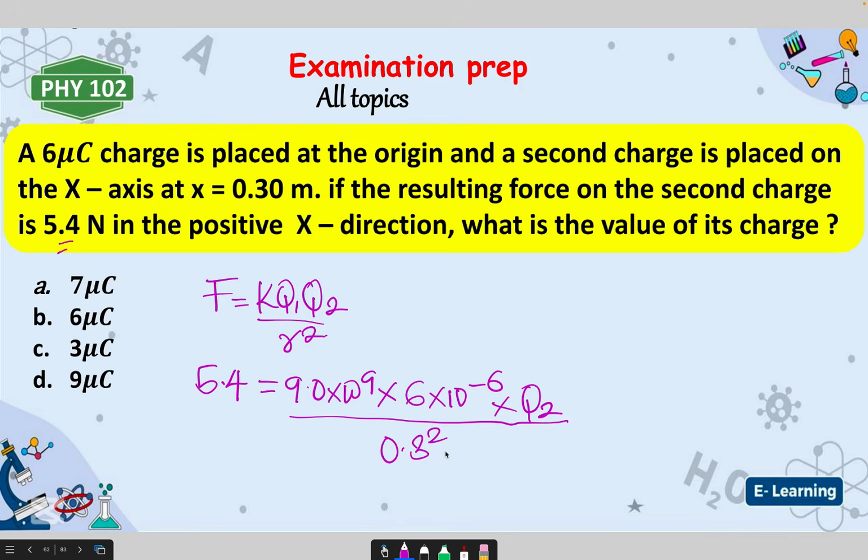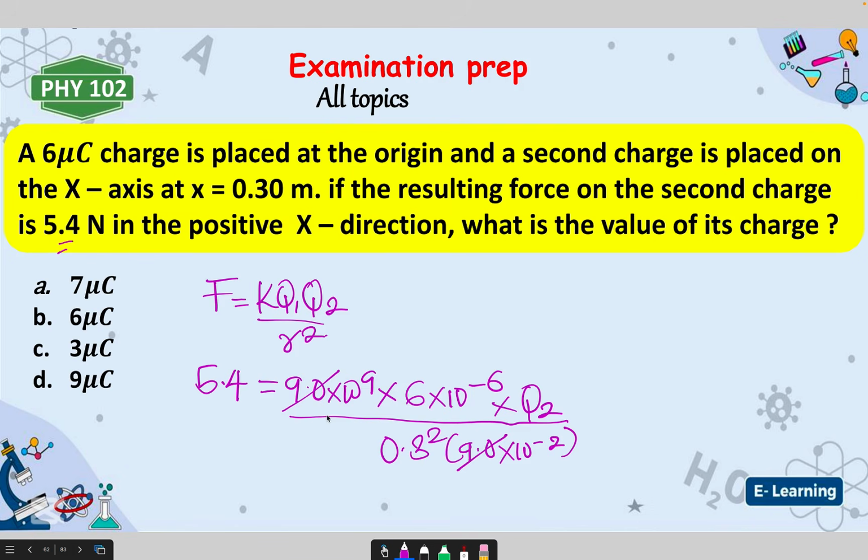Now, there's something I want you guys to do. You can put this in your calculator and get the answer. But 0.3 squared will give us 9.0 times 10 raised to the power of minus 2. I want to use my brain to solve without a calculator. That's what I want to show you guys. So 0.3 squared will give us this answer here. So this one can cancel out this.